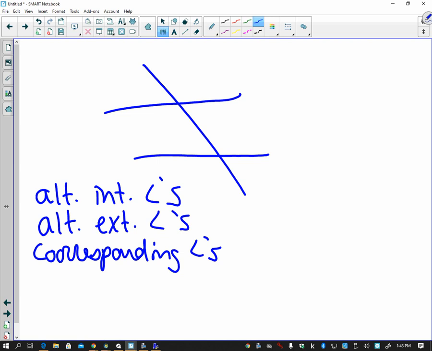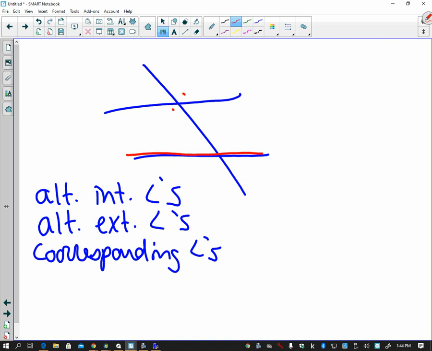Okay, so it's these 3 sets: if my alternate interior angles are congruent, then I can prove the 2 lines are parallel. If my alternate exterior angles are congruent, then I can prove 2 lines are parallel. If my corresponding angles are congruent, I can prove that the 2 lines are parallel. But here's the thing, I can't have, say, this angle and that angle. Even though I know they're vertical, it doesn't tell me anything about that line.